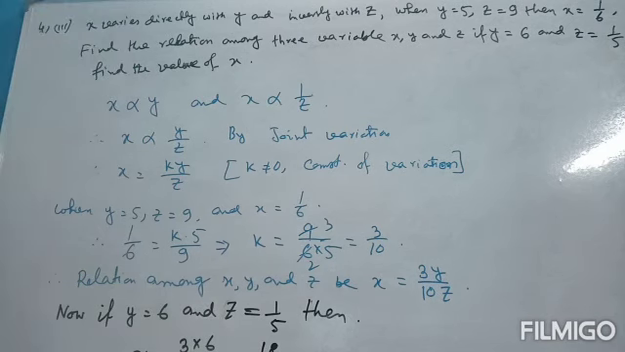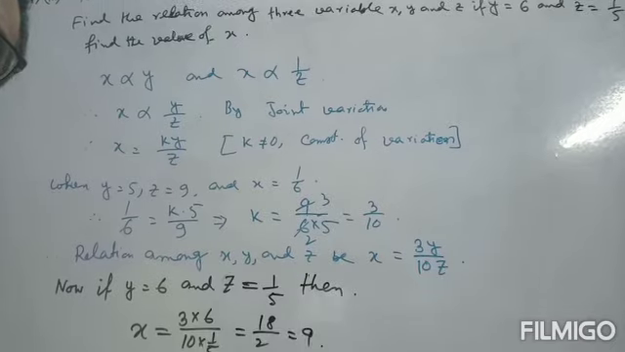This question consists of two parts. First, we have to find out the relation among X, Y and Z. Okay.